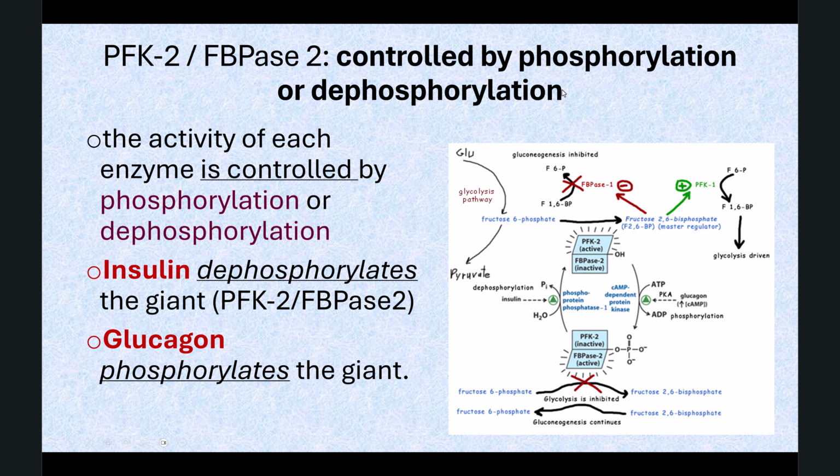And what controls it more specifically? Because I've just been saying, well, insulin will turn on PFK2, and glucagon will turn on FBPase2, but there's a little more to it. So it's controlled by phosphorylation and dephosphorylation.